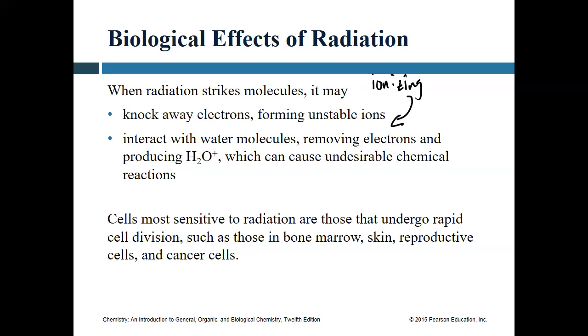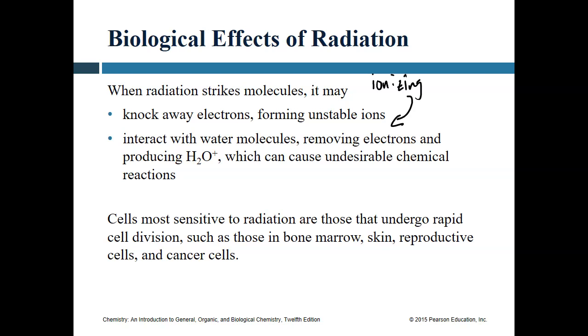So in addition to those, we can see that those ionized substances, whatever they are, can also knock around water molecules. In knocking around water molecules, we now have an unstable water molecule, and that can cause some other chemical reactions to take place. Obviously, where this is the most dangerous to us is in the places in our body where we undergo the most change. So this is things like skin cells, especially.